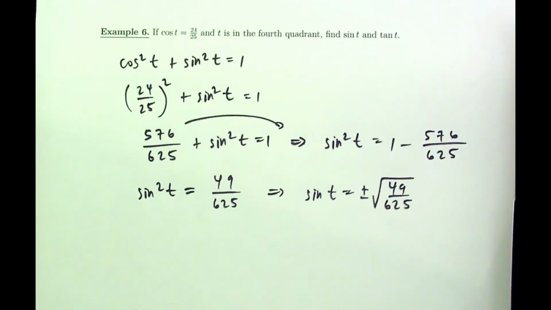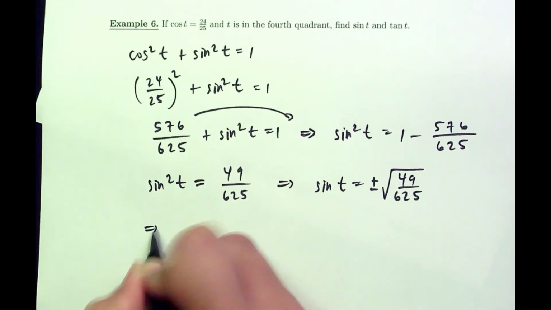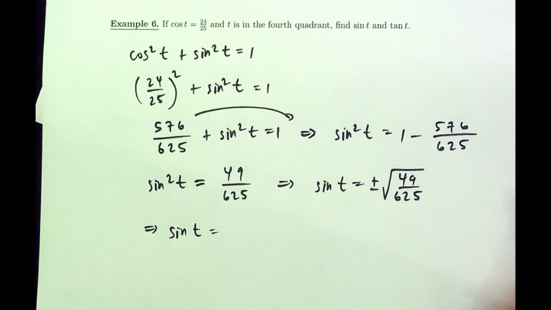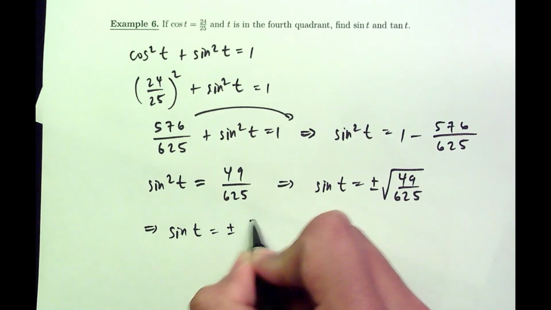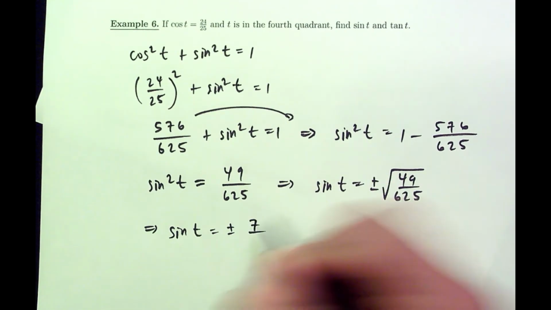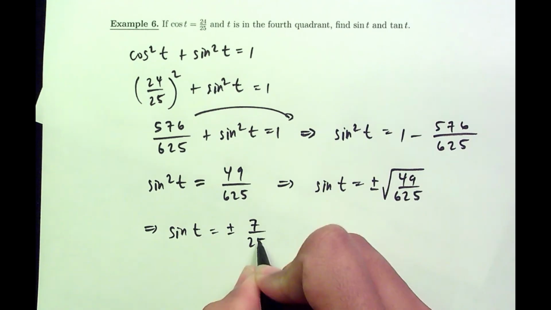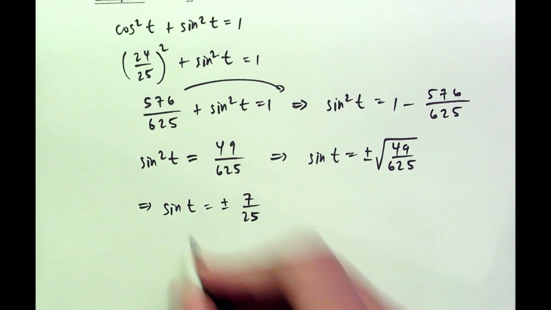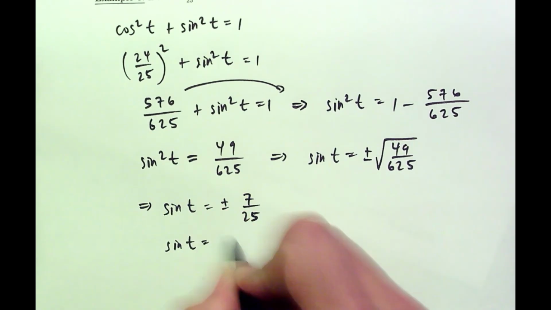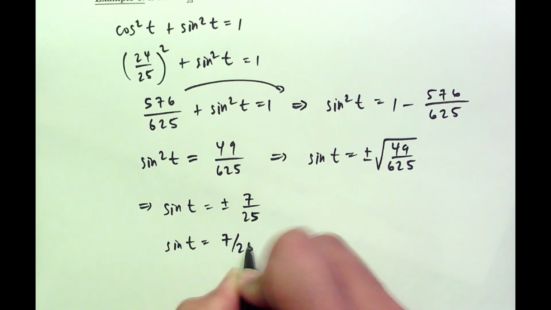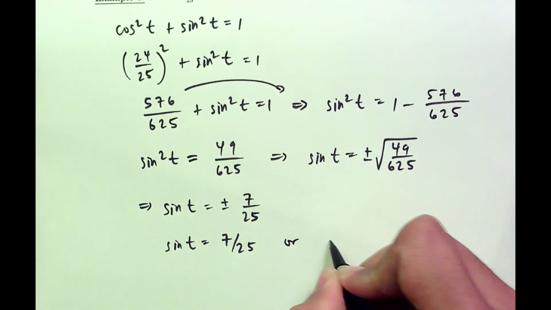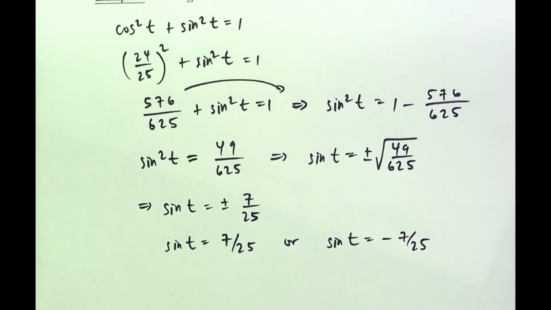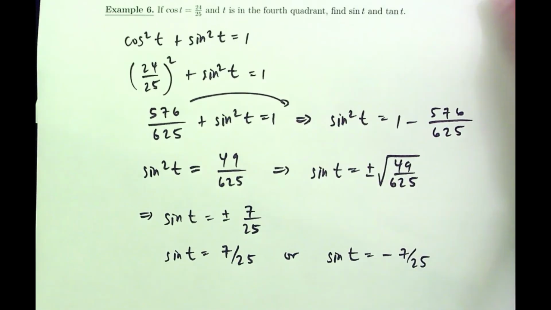All right, and actually, this can be simplified by distributing the radical, that is square root of the top over square root of the bottom. Square root of the top is 7, square root of 49 is 7, square root of 625 is 25. Okay, so that means we have two possibilities. Either sine of t is 7 over 25 positive, or sine of t equals negative 7 over 25. Now, which one is the actual answer?